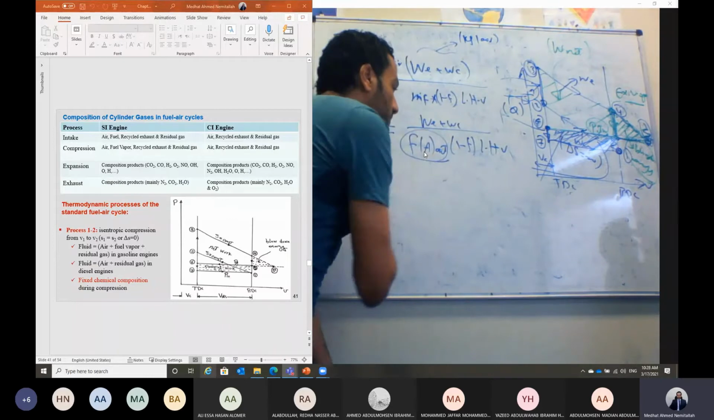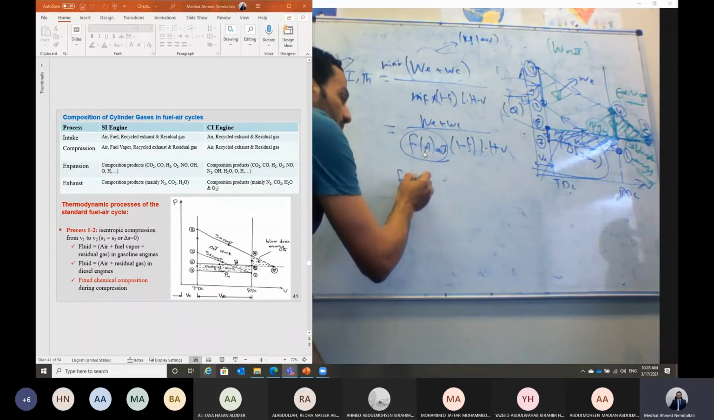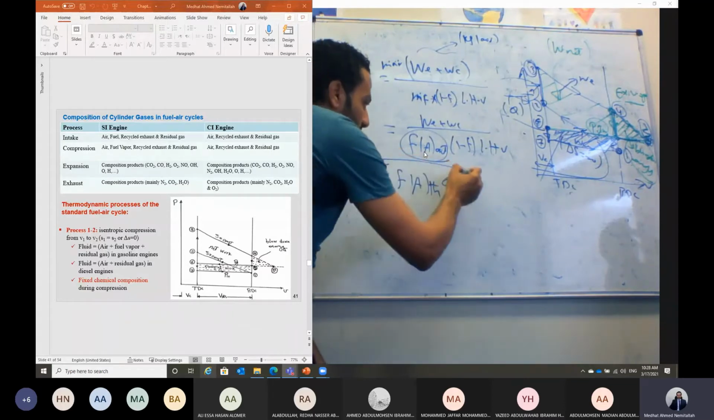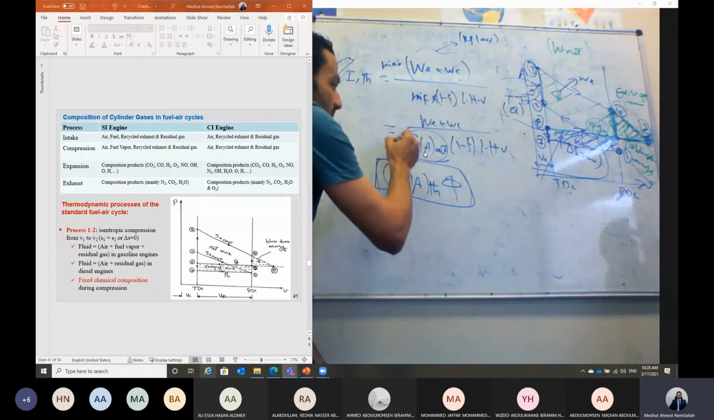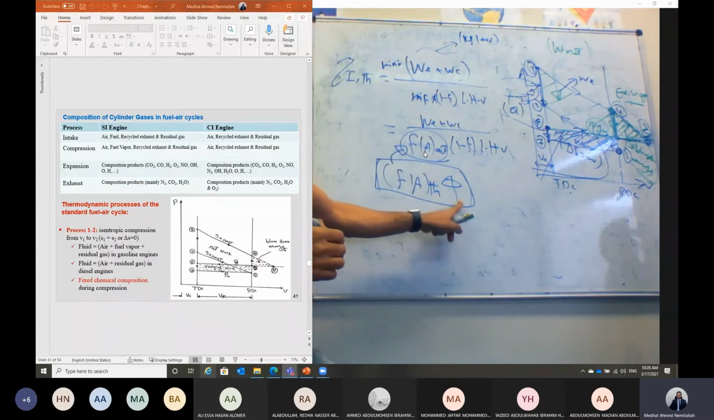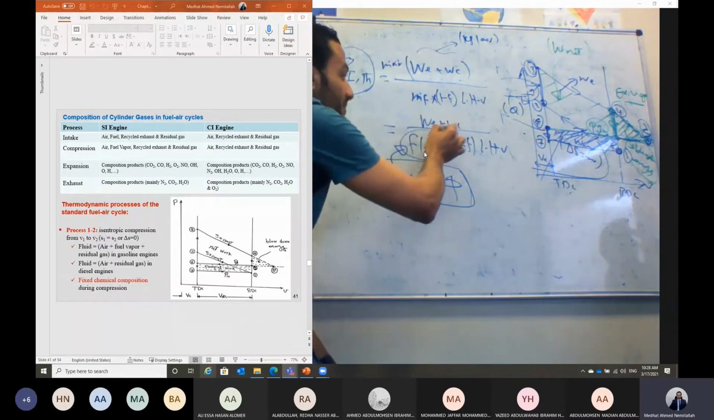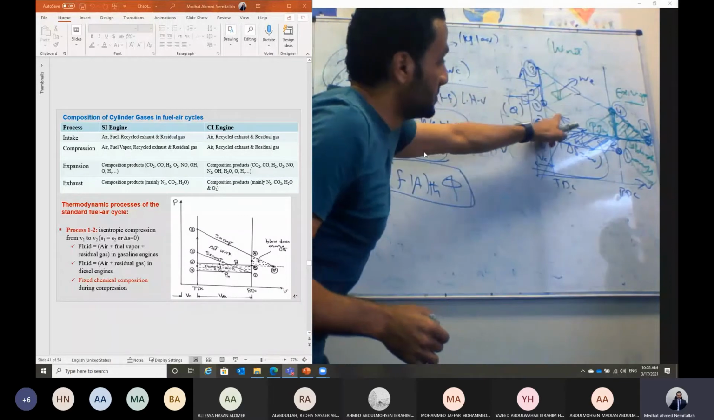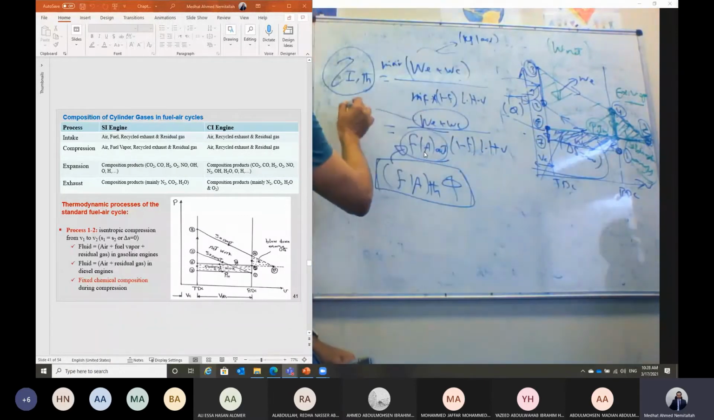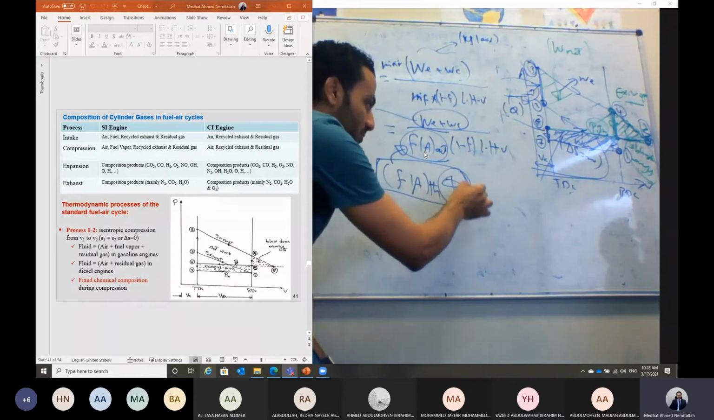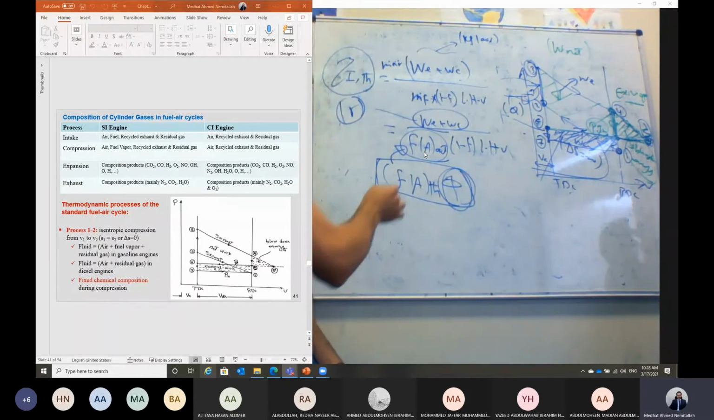And this term, the actual fuel to air ratio, is equal to what? The theoretical fuel to air ratio multiplied by the equivalence ratio. Now you can see that this indicated thermal efficiency is a function of what? Expansion and compression work, those are functions of the compression ratio. So this efficiency is a function of the compression ratio. Also it is a function of the equivalence ratio, and the fuel to air ratio in this case.